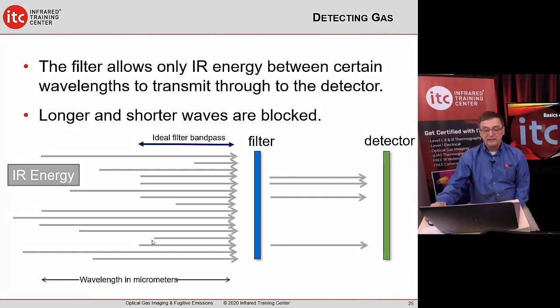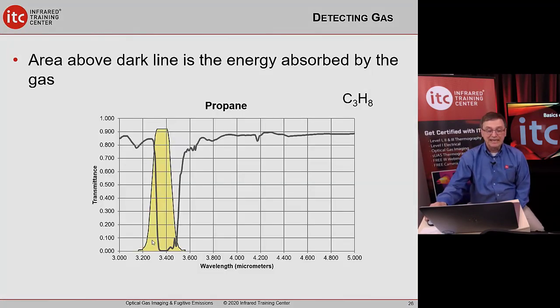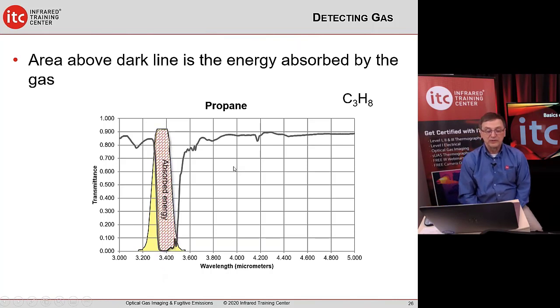Now, these are data taken from NIST, the National Institute of Standards and Technology. The yellow part here is the general shape of our filter, and the dark line is how that gas, which here is propane, absorbs energy. So what we're doing is imaging the energy absorbed by the gas that corresponds to the filter above that line, and that's how much energy there is for us to absorb or image.